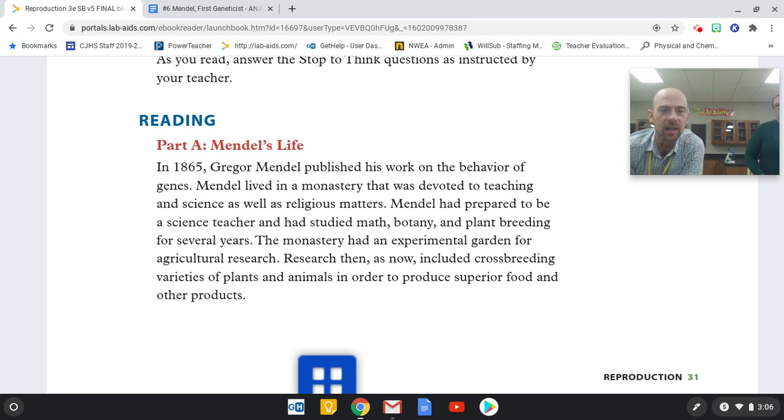In 1865, Gregor Mendel published his work on the behavior of genes. Mendel lived in a monastery that was devoted to teaching and science as well as religious matters. Mendel had prepared to be a science teacher and had studied math, botany, and plant breeding for several years. The monastery had an experimental garden for agricultural research. Research then, as now, included crossbreeding varieties of plants and animals in order to produce superior food and other products.